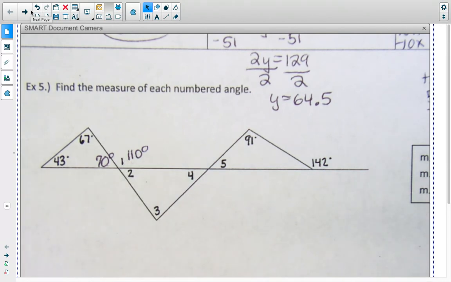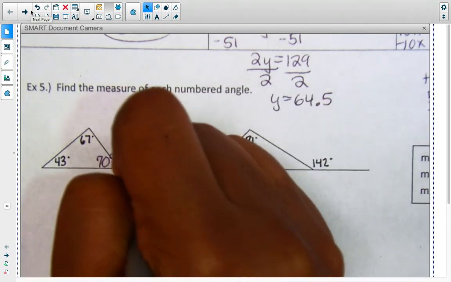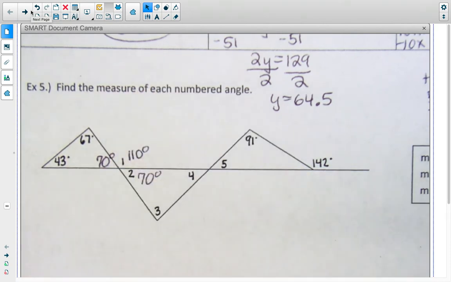Now I'm going to move on. Might as well, I guess we'll try to stay in order. Angle 2. These two are vertical angles. So from a couple of days ago, vertical angles are congruent to each other. So this one is 70 degrees. Okay. Moving on, other information that I could find.